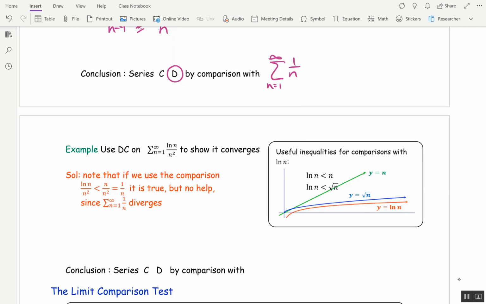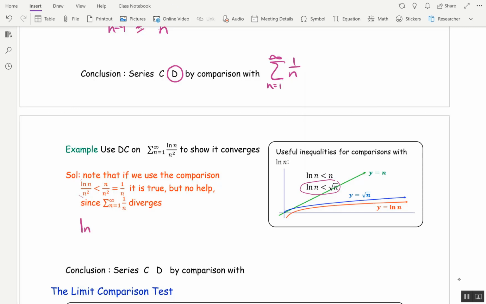Sometimes, though, that comparison isn't strong enough and you need a stronger one. ln n is less than the square root of n. That's a stronger comparison. And here's an example where the weaker one doesn't work. If I use the weaker comparison, ln n over n squared is less than n over n squared, that's a true statement, but it doesn't help me show that this converges because 1 over n diverges. That's a p-series. So I have to use the stronger inequality.